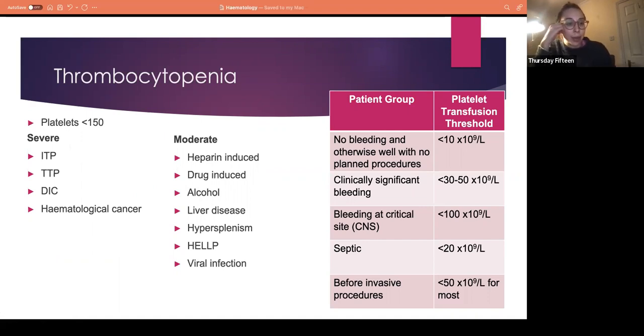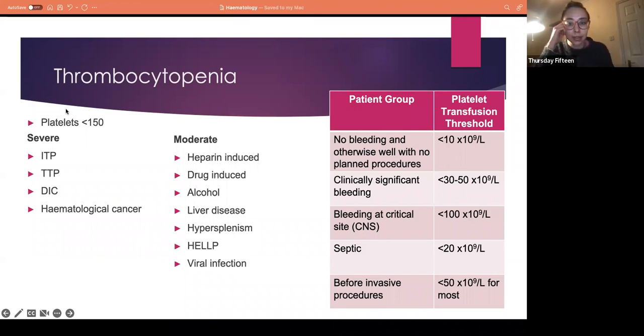And so ITP or thrombotic thrombocytopenic purpura, you can get quite severe low platelets in that as well. Same with DIC and hematological cancers. Other things that can drop your platelets are having heparin, certain drugs, alcohol, liver disease, hypersplenism, HELLP syndrome, and viral infections.